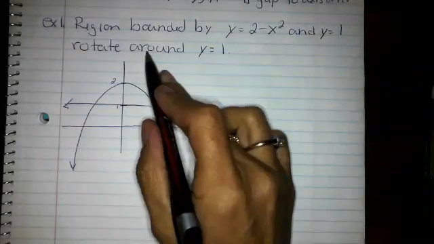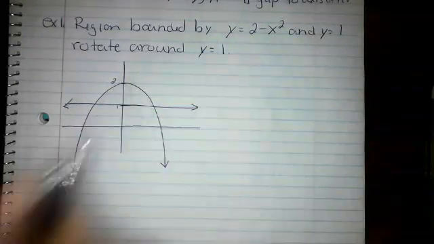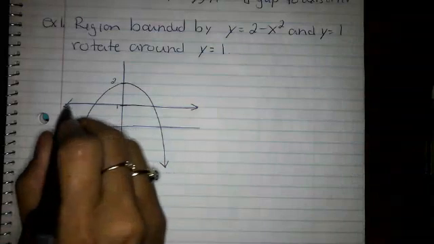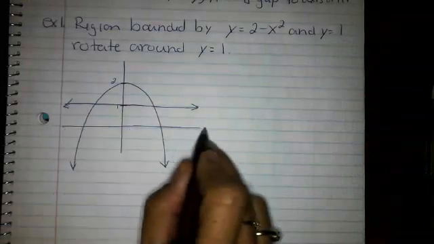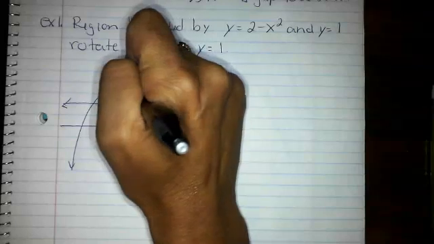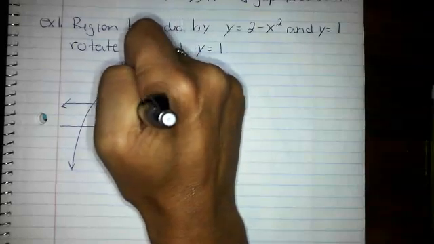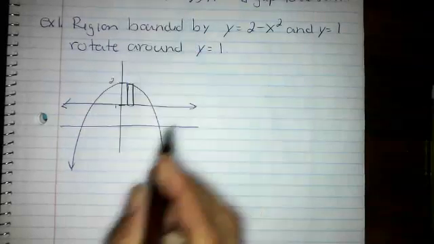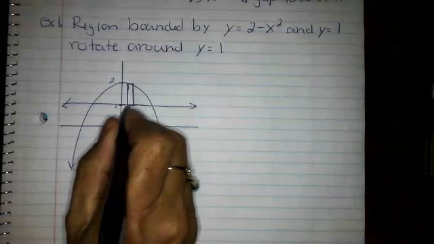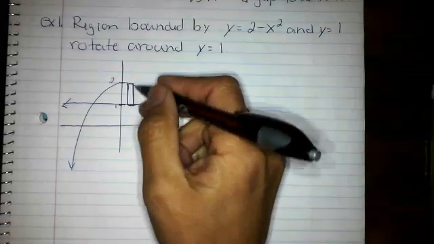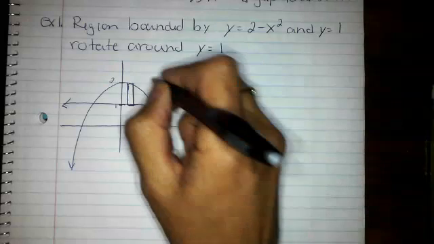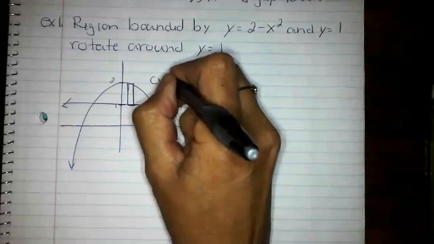So we're going around y equals 1. Now think about the way our rectangle has to go. Y equals 1 is a horizontal line. We treat it like it's an x-axis. So our rectangle is going to be perpendicular to it. So now I can see that my rectangle is touching the axis. So this, when this rotates around, is going to be a cylinder, not a washer.